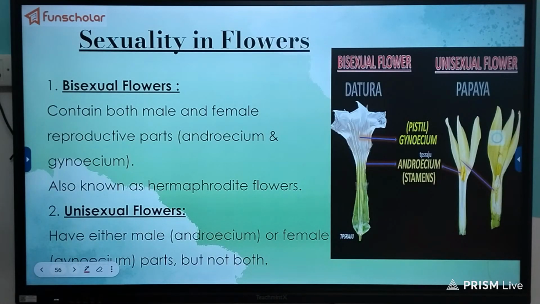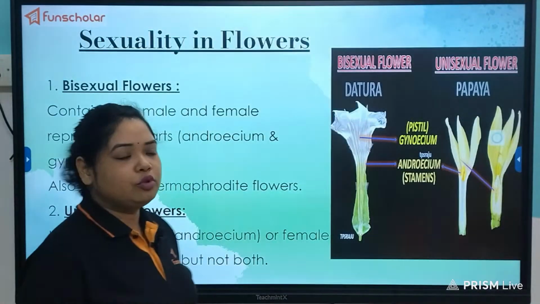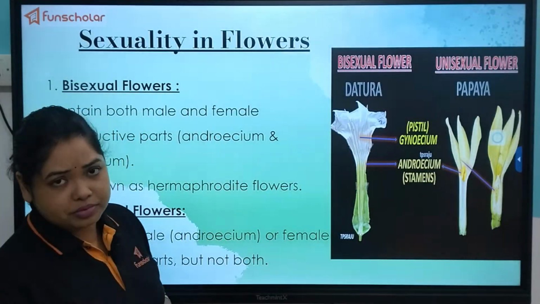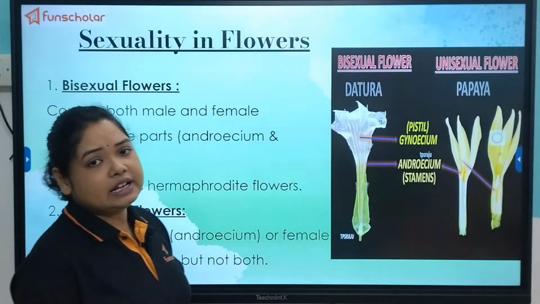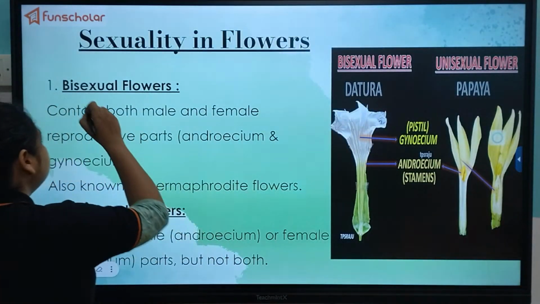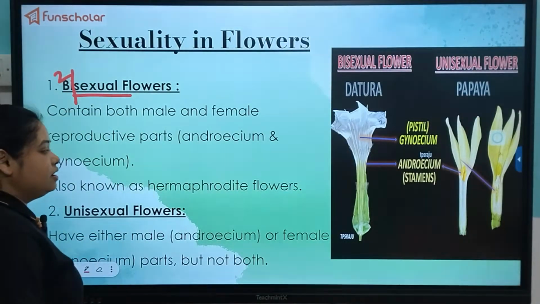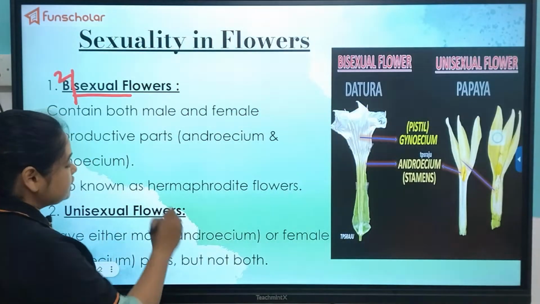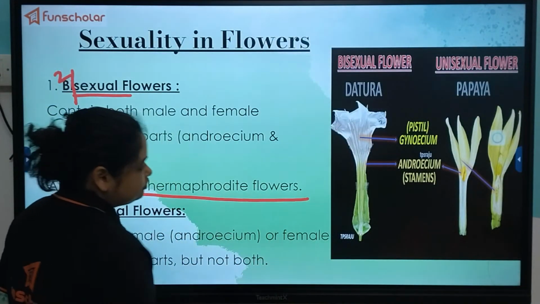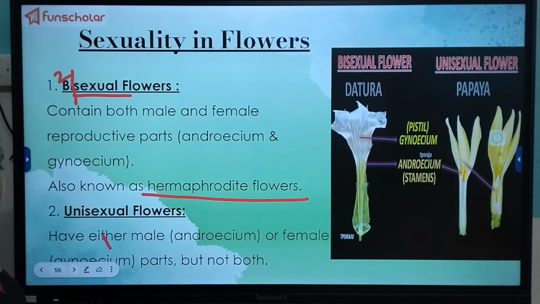Now, sexuality in flowers. The flower which contains both the male and the female parts, meaning both androecium and gynoecium are present in the same flower, is known as a bisexual flower. Bi means two, so two sexes are present, the male and the female. They are also known as hermaphrodite flowers. This is very important: the other name of a bisexual flower is a hermaphrodite flower.